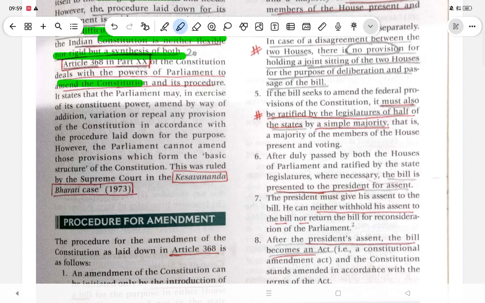However, the Parliament cannot amend those provisions which form the basic structure of the Constitution. This was ruled by the Supreme Court in the Kesavananda Bharati case, 1973.